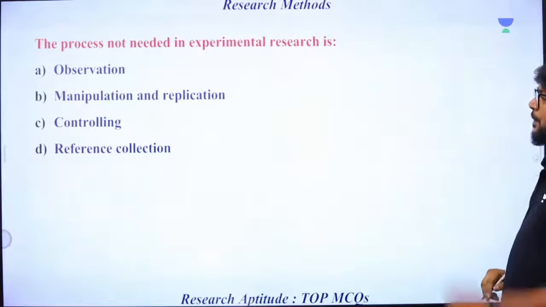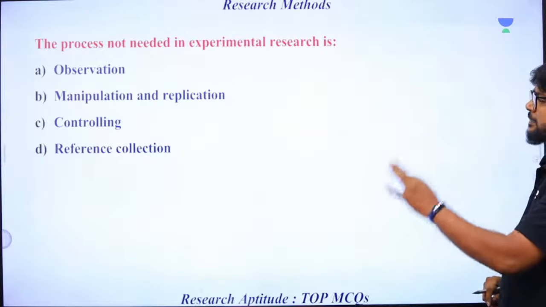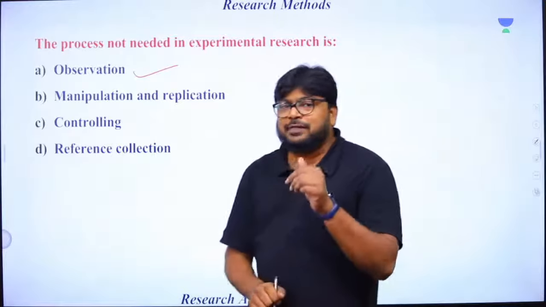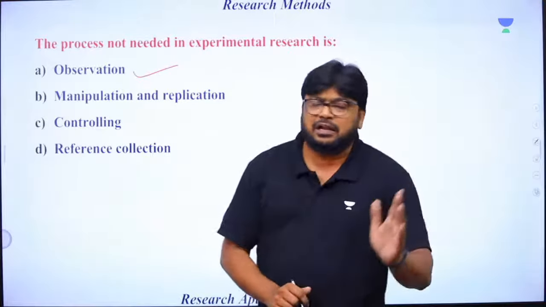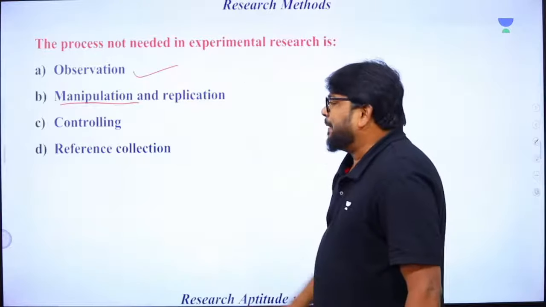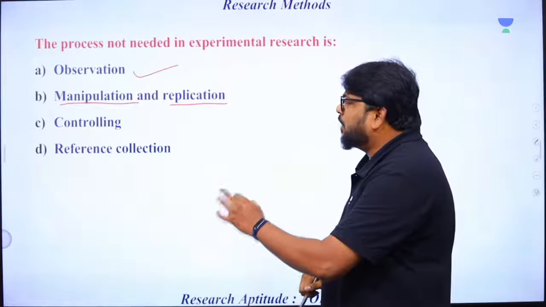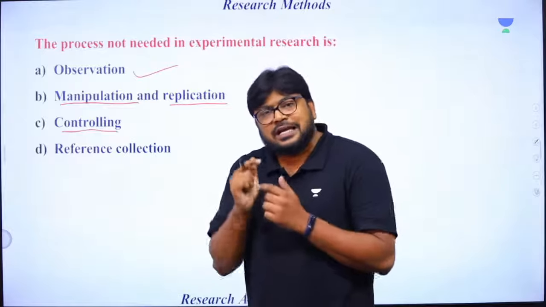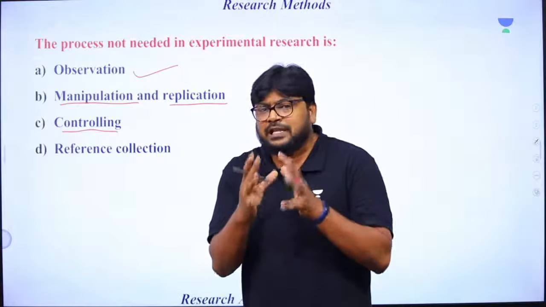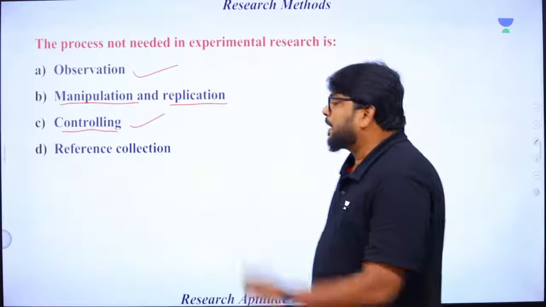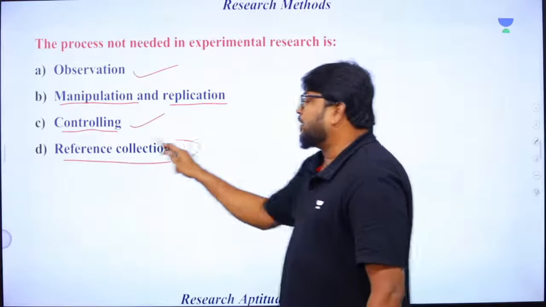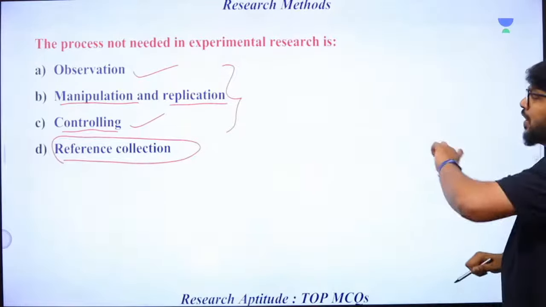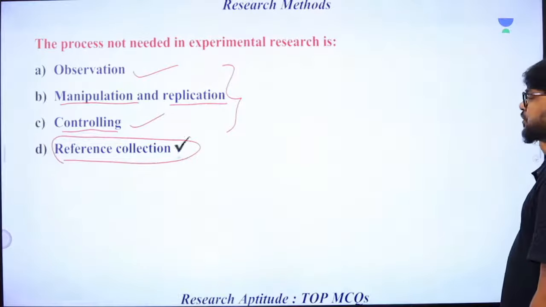Next question. The process not needed in experimental research is, so we require observation. You are just observing how much infection is reduced using this particular drug, and this is the heart. Manipulation and replication are very important words. Controlling, you can control that drug. Otherwise, if research is uncontrolled, automatically you have to face so many consequences. So research can control, but reference collection might not be that important compared to these three options. So the answer for this question, which is not needed in experimental research, is reference collection, my dear friends.